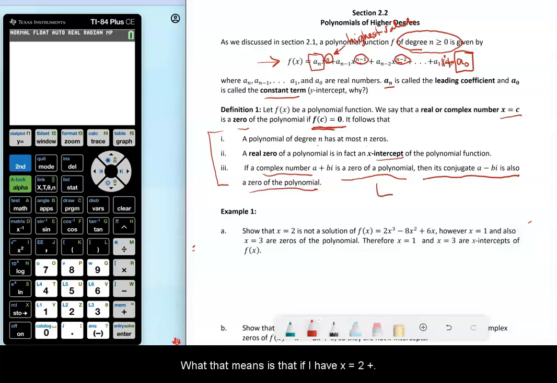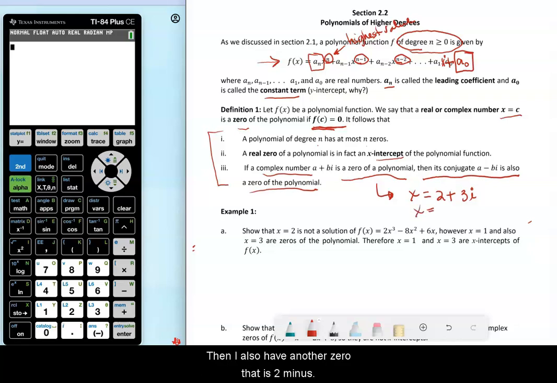What that means is that if I have x equals 2 plus 3i as an answer to my equation, well, when I plug it in, I'll get a 0. Then I also have another 0 that is 2 minus 3i. And when you have this situation where a binomial expression is only different by its sign in the middle, that's called a conjugate. So its conjugate, a minus bi, is also a 0.